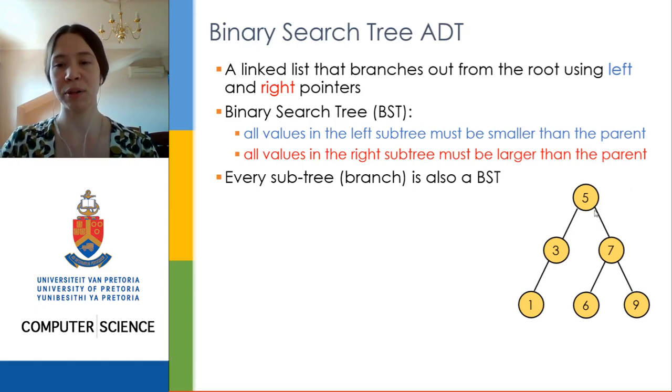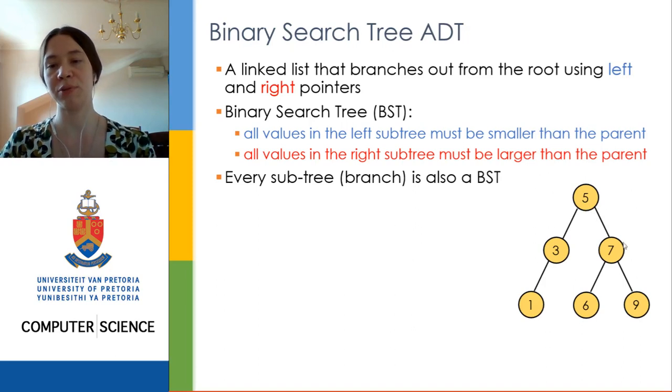So in my example, 5 is the root of the tree. It has two branches, the left branch, the left subtree, and the right branch, the right subtree. And if you consider just the subtrees, 3 and 1 also stick to this relationship. 1 is smaller than 3, therefore it's on the left-hand side of 3 and not on the right-hand side.